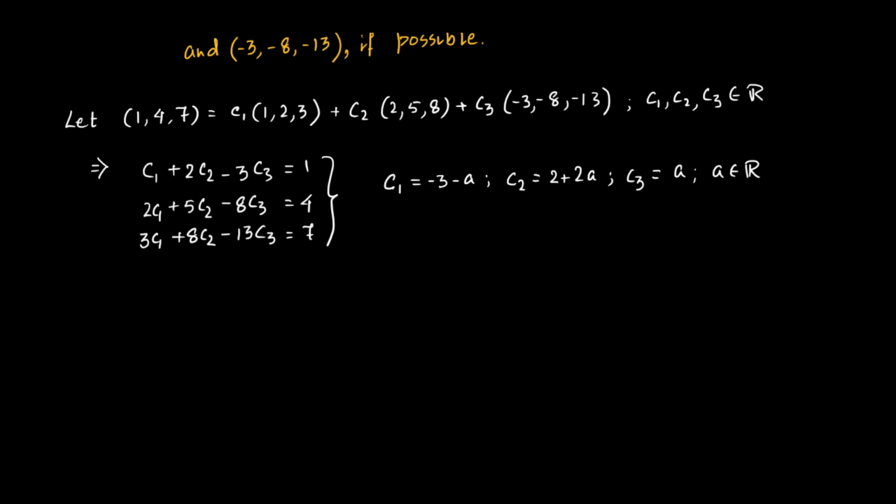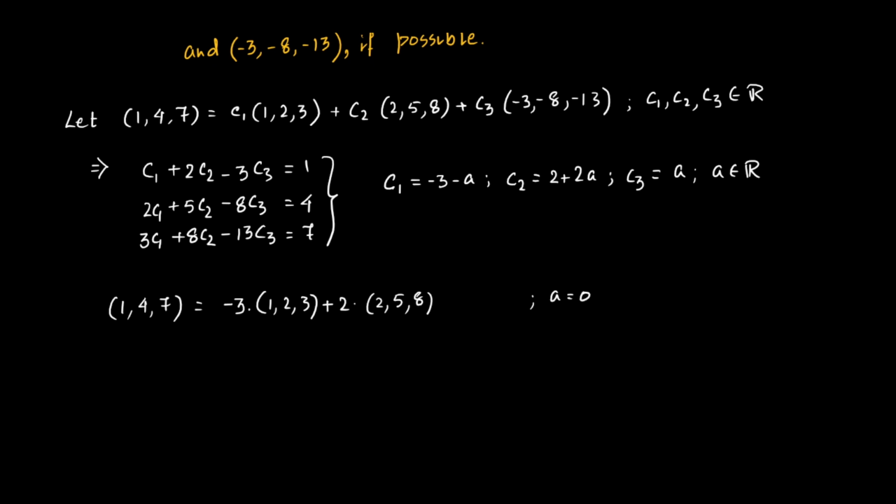infinite number of ways. For example, if I plug in a is equal to 0, then I get (1, 4, 7) is equal to, with a equal to 0, C1 will be minus 3, so minus 3 times (1, 2, 3). C2 will be 2, so plus 2 times (2, 5, 8). Then C3 is 0, so there is nothing from that part. So this is the solution I get for a equal to 0.